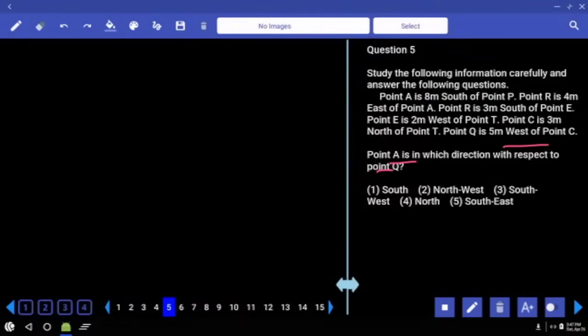Directions. Now A is 8 meters to the south of P. P is here. Now A is how many meters? 8 meters to the south of P. R is 4 meters to the east of A. R and who is 4 meters? And R is 3 meters to the south of E. Now E is here. The distance between these two is only 3 meters. E is 2 meters to the west of T. Now the distance between these two is 2 meters. And C is 3 meters to the north of T.